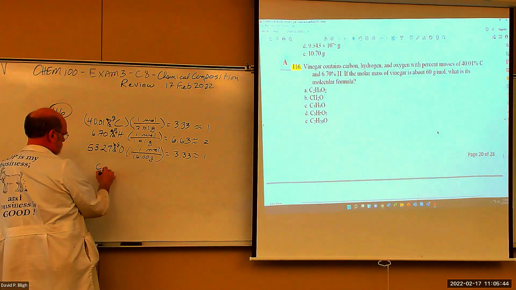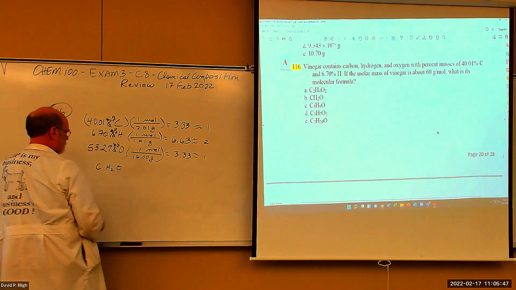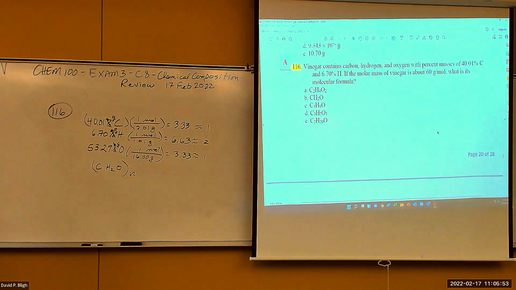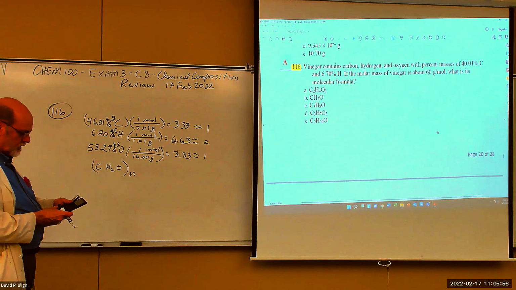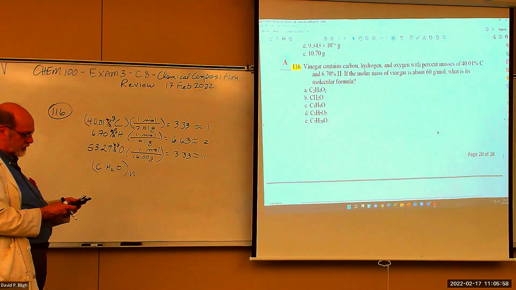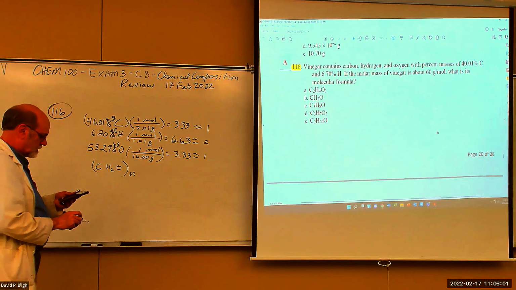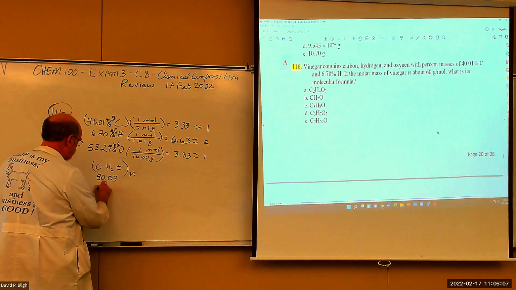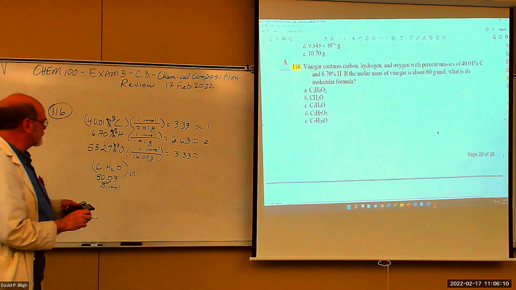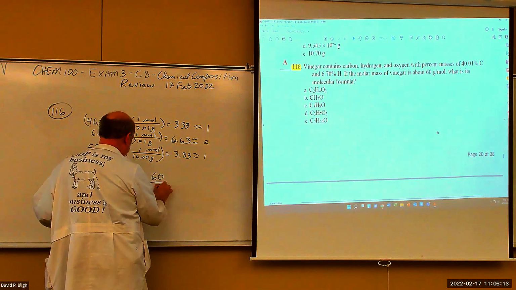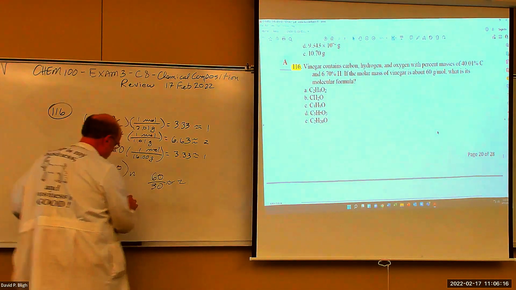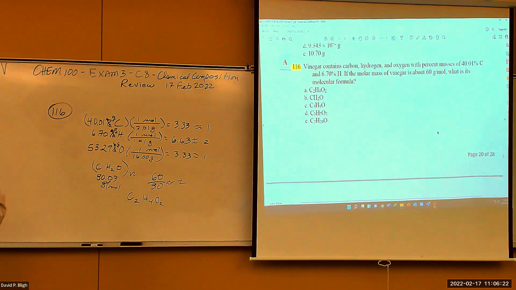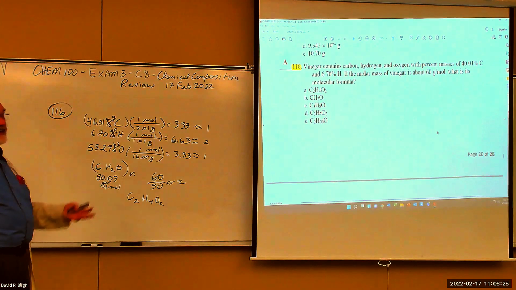So carbon, hydrogen, oxygen. And we need the multiplier. So what's the molar mass of CH2O? 12.01 for carbon, 2 hydrogens is 2.02, and 1 oxygen is 16. 30.03. This is 30.03 grams per mole. And the molar mass is 60. So 60 divided by 30 is approximately 2. So it's C2H4O2, is the molecular formula for acetic acid, essentially.